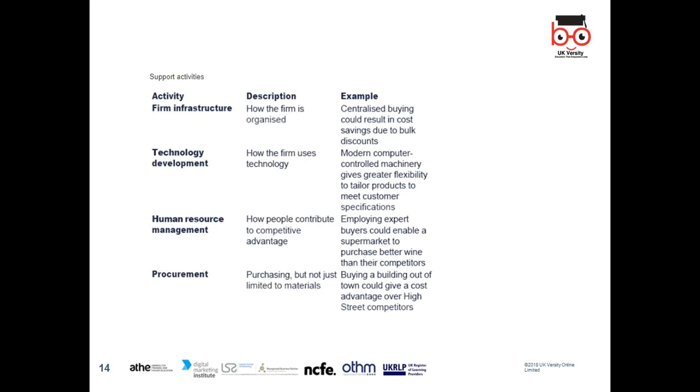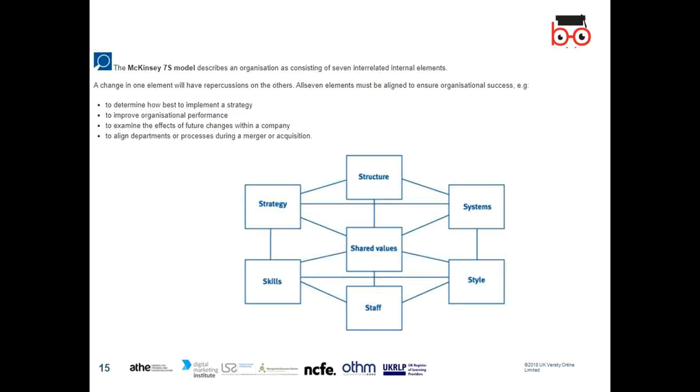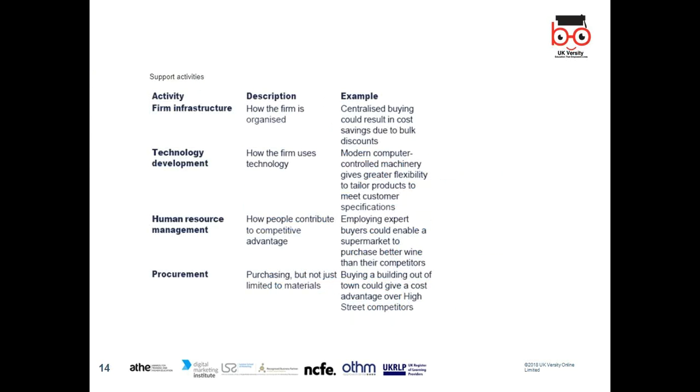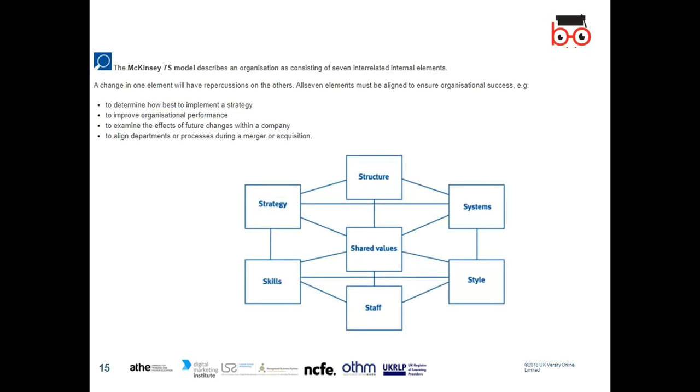Then the support activities. We need to look at how the firm is organized. We need to look at technology development, where we are using new IT systems. Human resources: we choose the right people for the right job. Procurement: we are buying good quality raw material, which ultimately helps us make good quality products as well. Any questions?